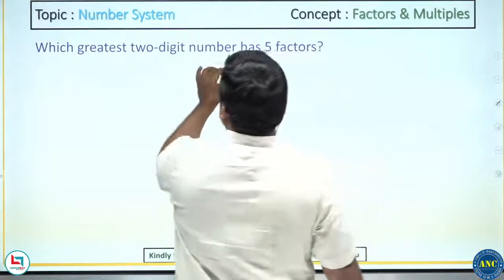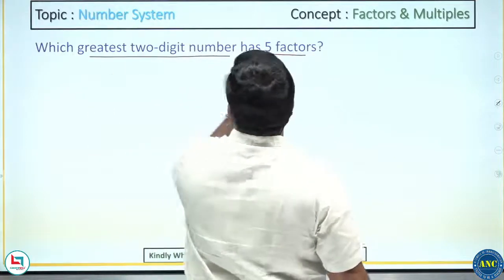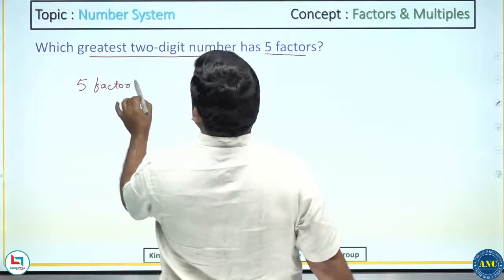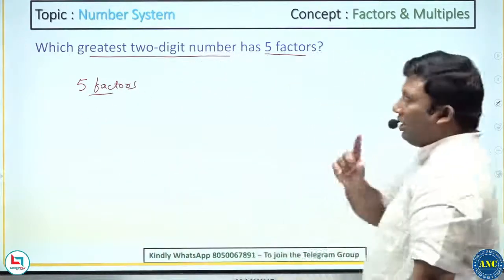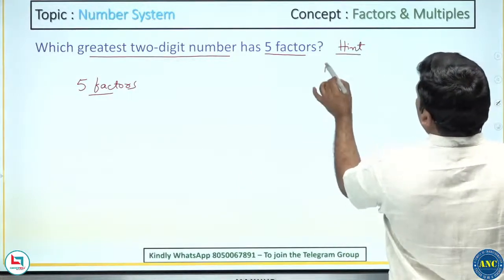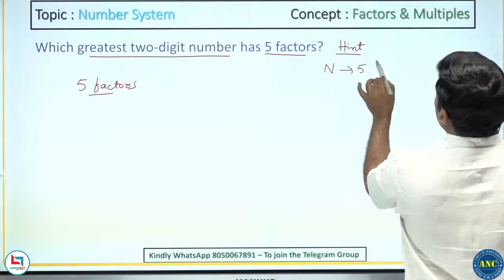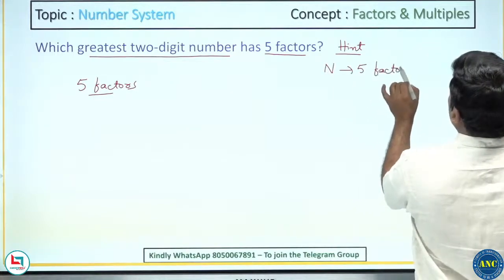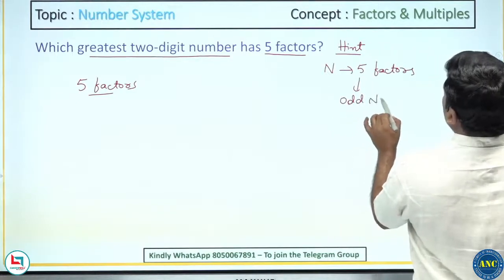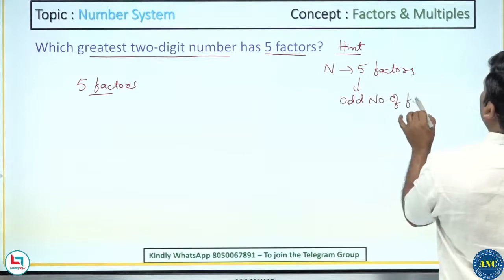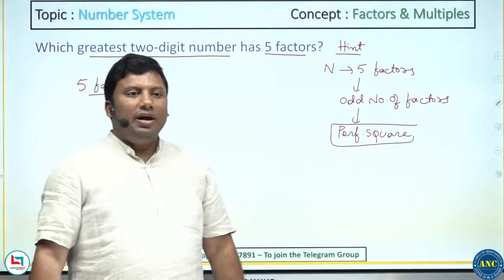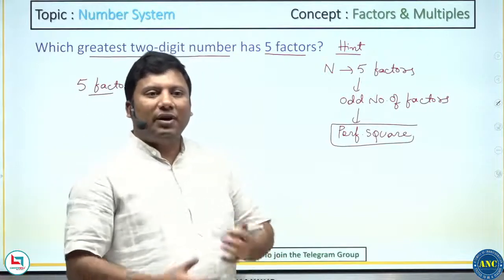Which greatest 2-digit number has 5 factors? Hint in this question. Listen carefully. Hint: play with the answer options. I want the answer which has 5 factors. 5 is an odd number. Which number will have an odd number of factors? Eliminate the answer options which are not perfect squares.